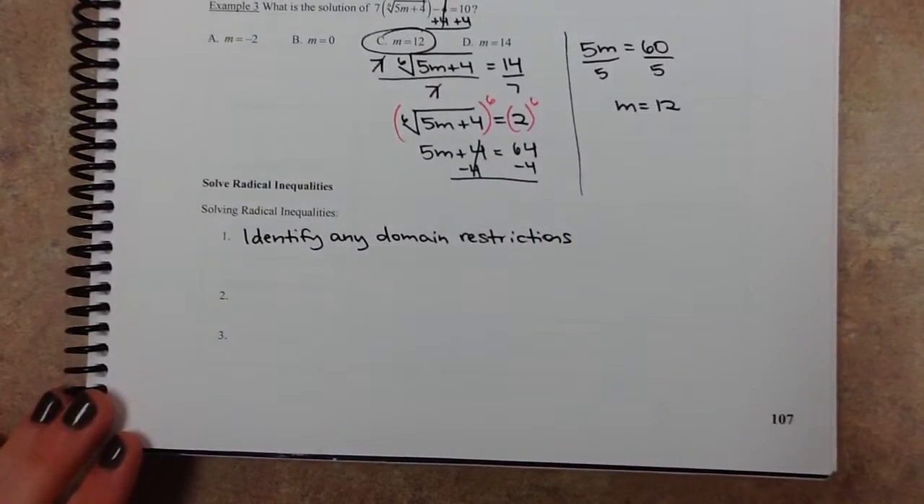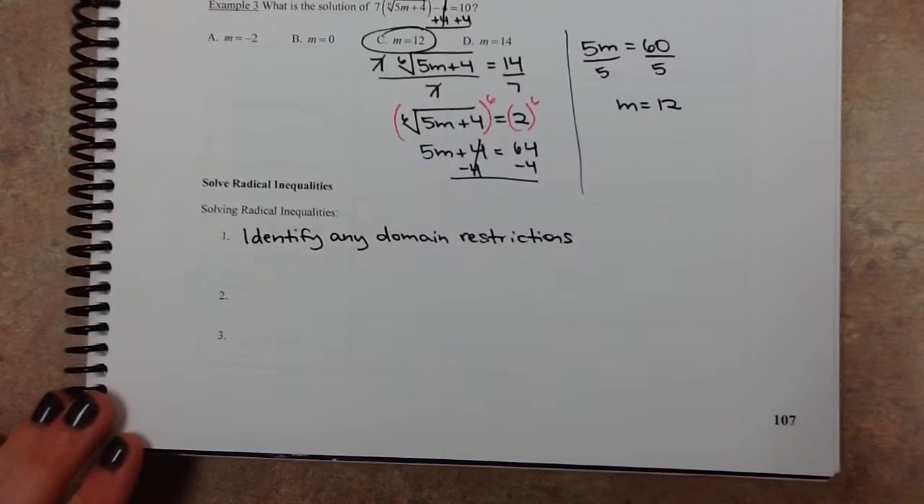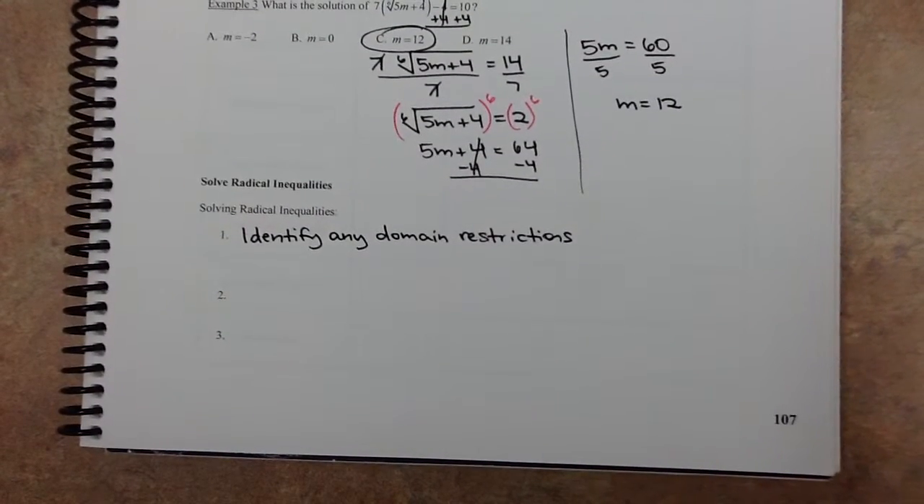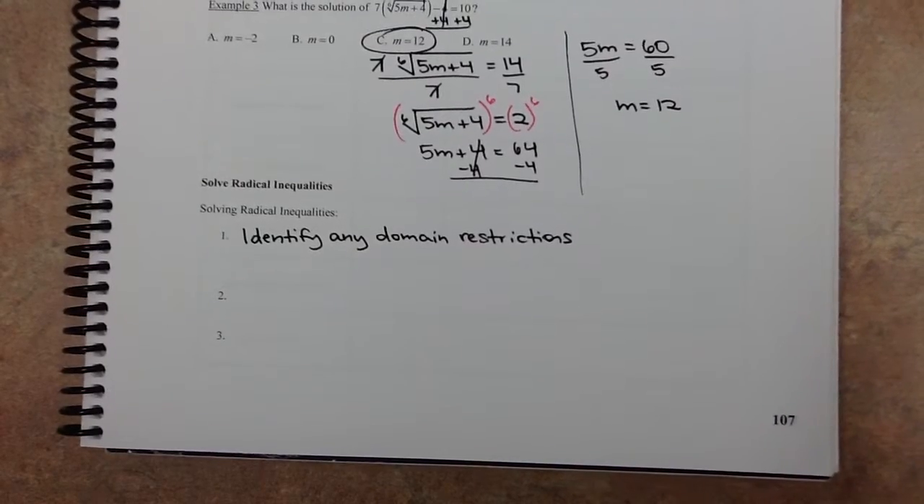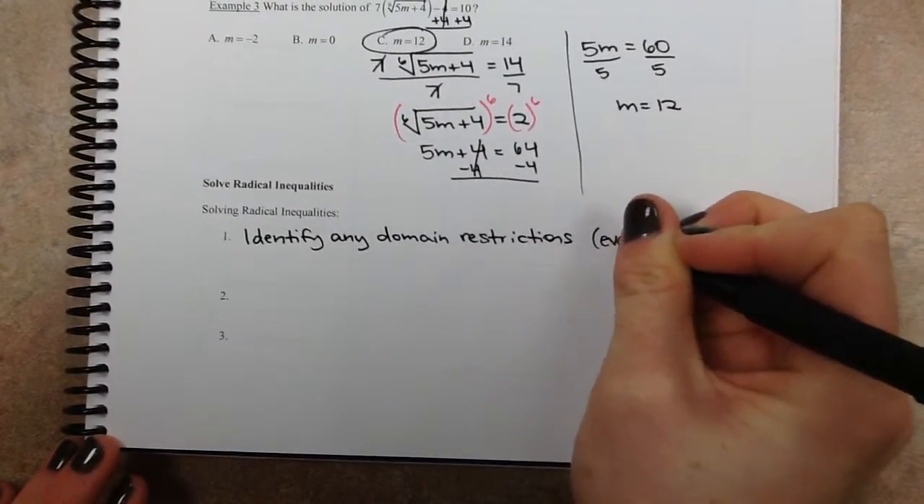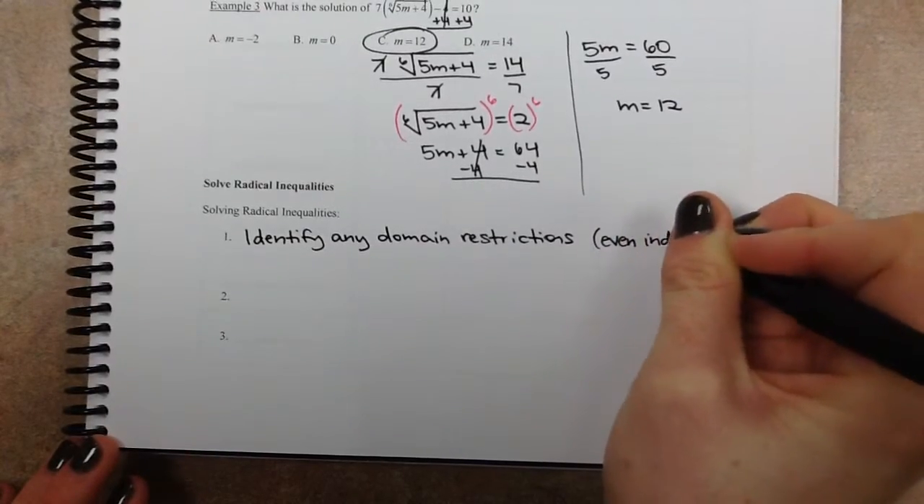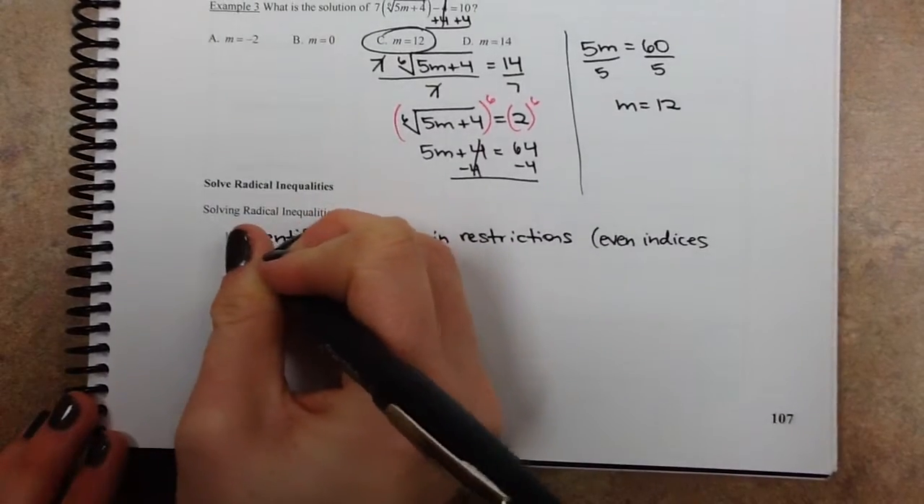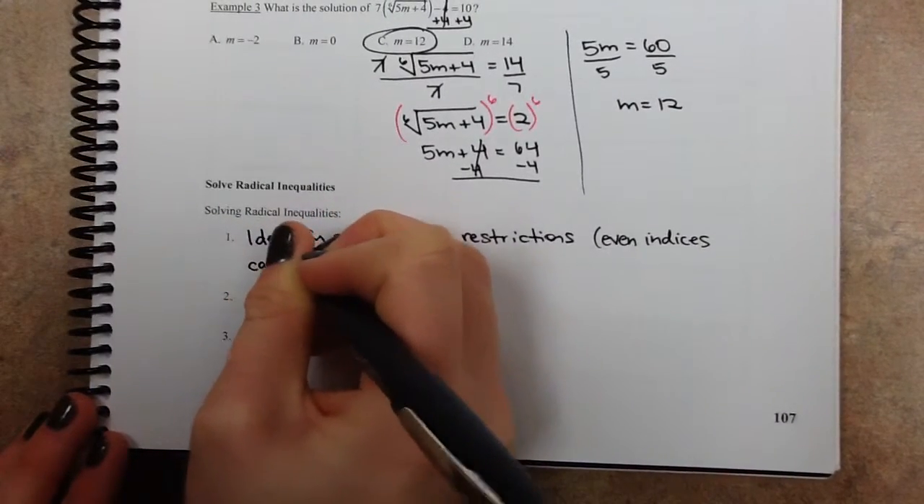And what domain restrictions refer back to is back in 6.3 when you were looking at the domain of square roots. So if it's a square root or a fourth root or anything like that, you can't have any negative numbers underneath the radical. So what that means is that even indices, square roots, fourth roots, etc., cannot be negative.